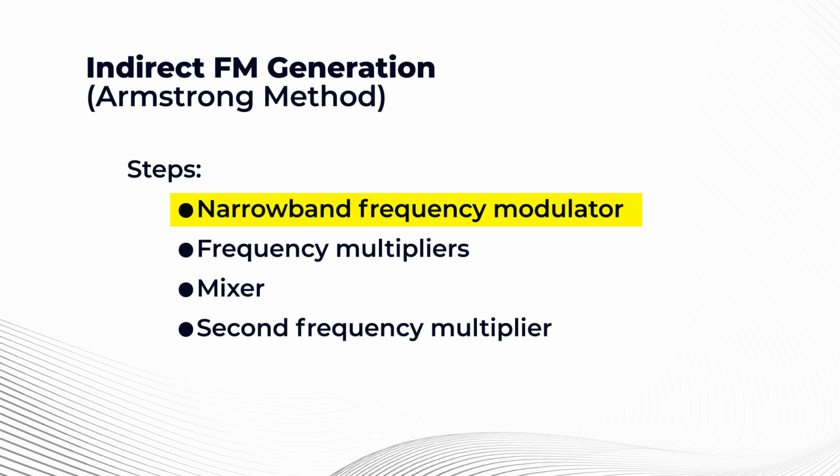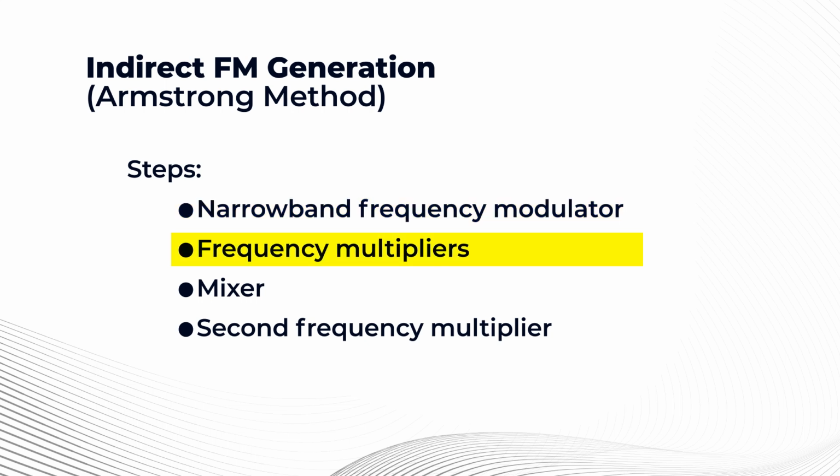This particular step generally generates a narrowband FM signal with a smaller frequency deviation. A narrowband FM signal is characterized by having a small frequency deviation, meaning the frequency of the carrier signal does not deviate significantly from its original value. The initial narrowband FM signal serves as the starting point for the indirect FM generation process.